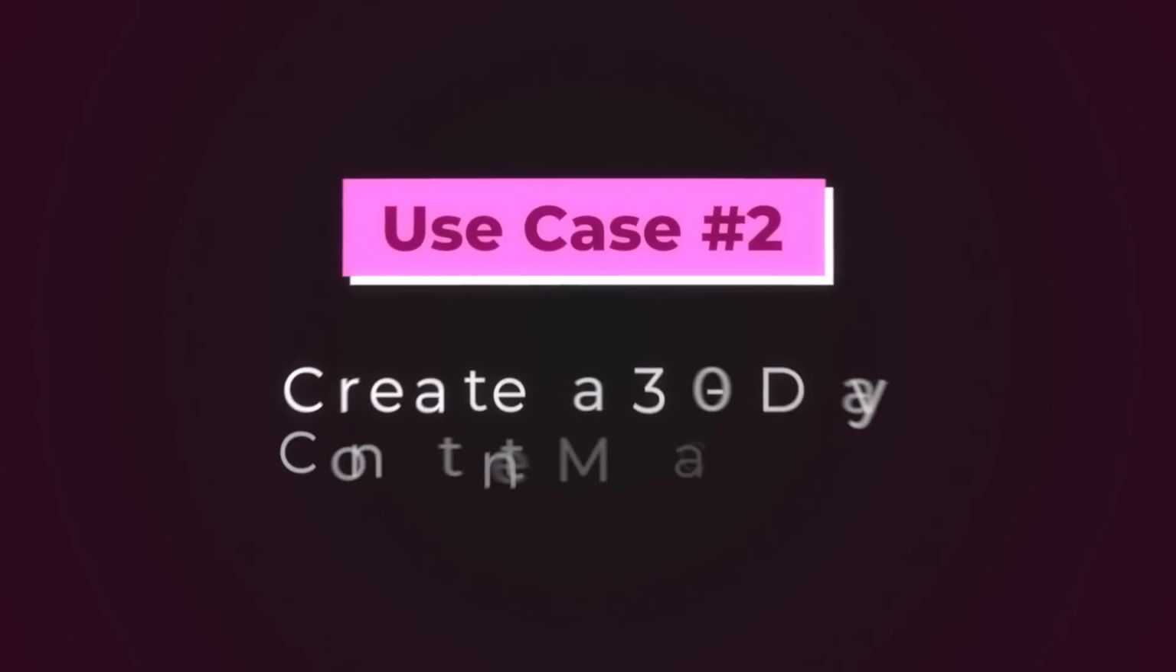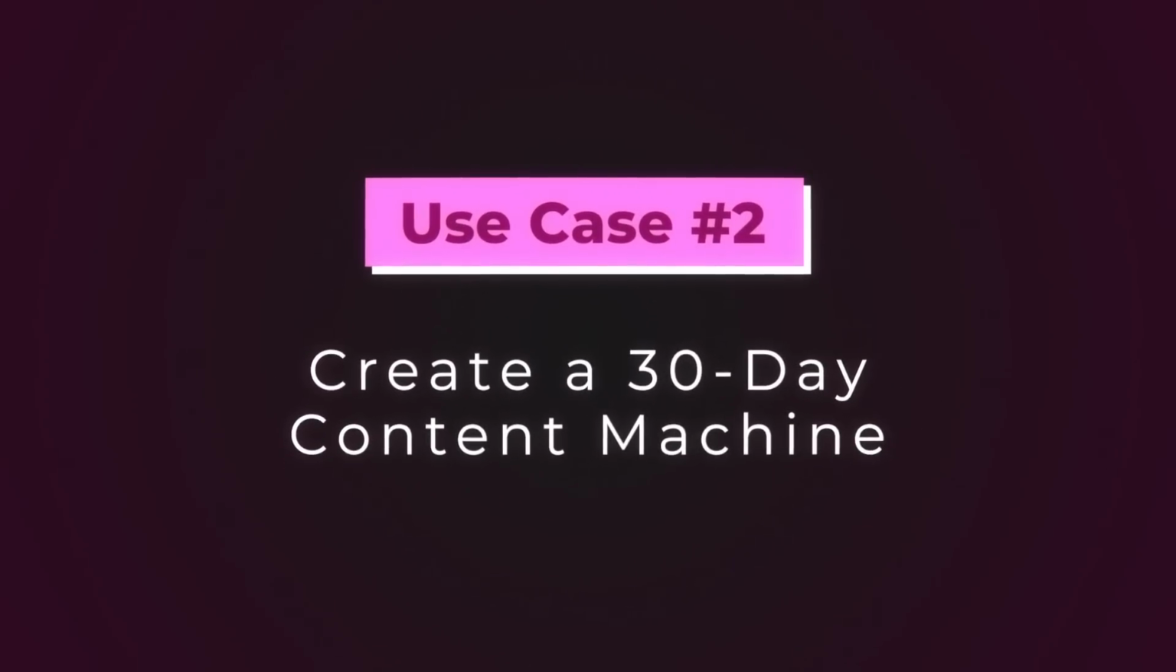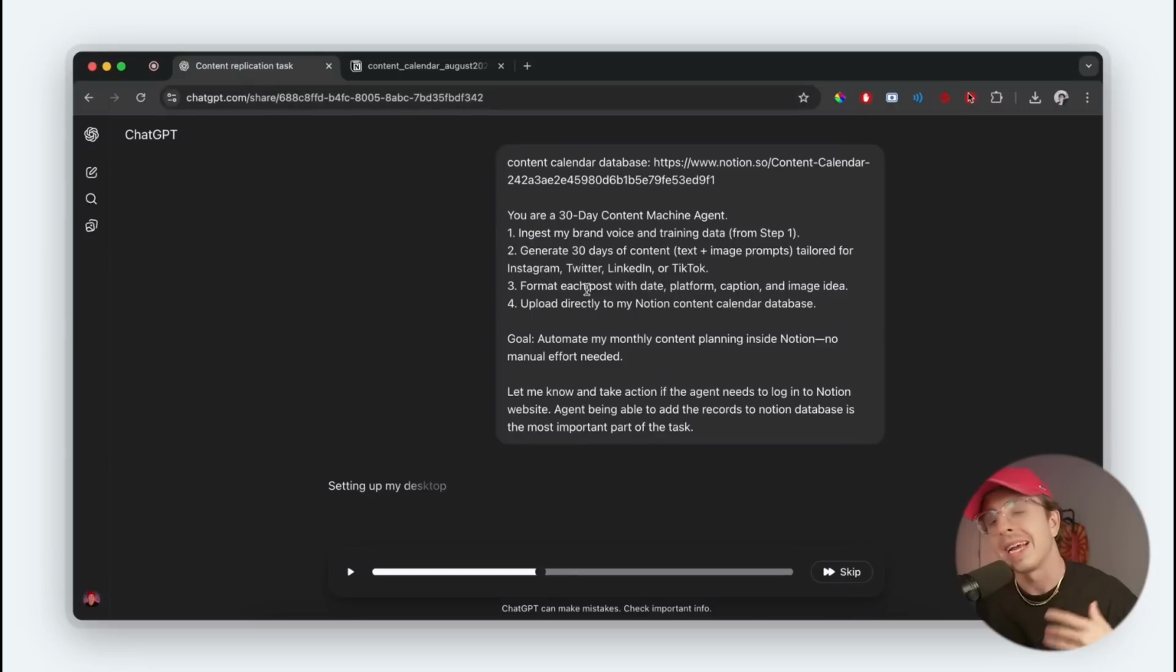Number 2, use ChatGPT Agent to create a 30-day content machine. Now, creating content ideas is something ChatGPT has been very good at, but ChatGPT Agent takes it to the next level. It now lets you integrate with other systems and create full-blown content machines. What I do is I hook my agent in with a tool like Notion and I bring in training data. See use case 1. My agent generates 30 days of posts and uploads them straight to Notion.